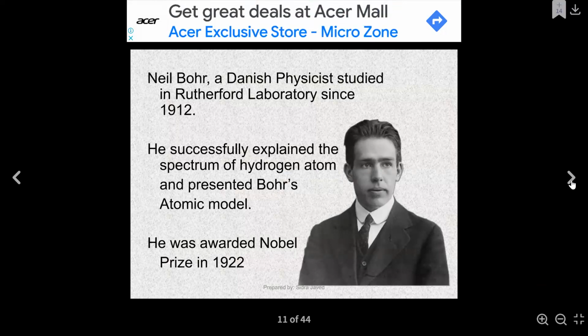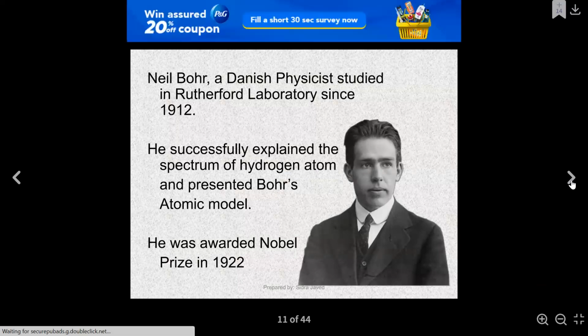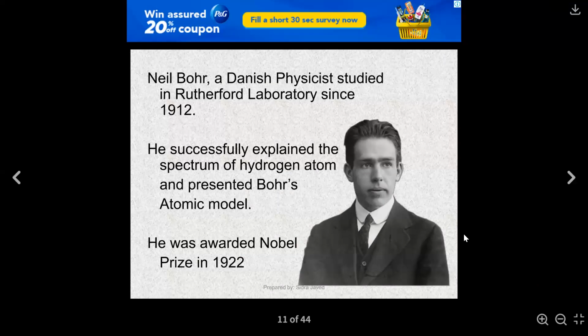Yes, please. I have done it in the previous class. Bohr ने हाइड्रोजन का स्पेक्ट्रा कैसे एक्सप्लेन किया था? Who is going to tell me? Yes, please.